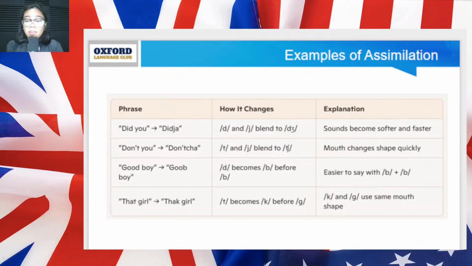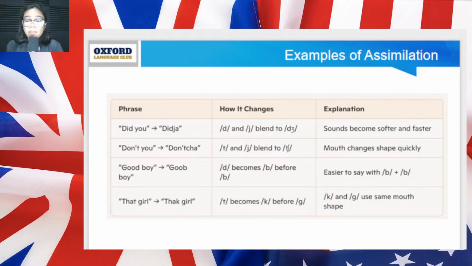When a D sound comes directly before a B sound, it is much easier for your mouth to simply prepare for the upcoming B sound by changing the D into a B as well. So this makes the entire phrase easier to say with two B sounds in a row. So your lips simply close once for both sounds instead of your tongue moving for a D sound and then your lips closing separately for a B sound. So this dramatically reduces the effort needed and makes the phrase much smoother and quicker to speak. Okay?